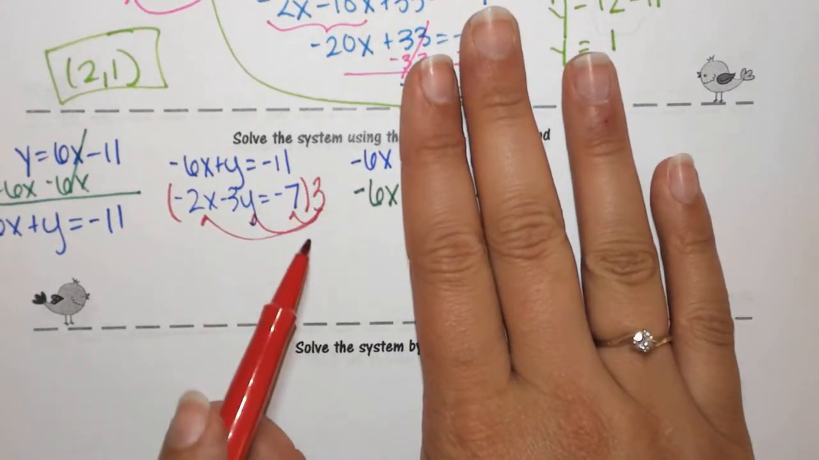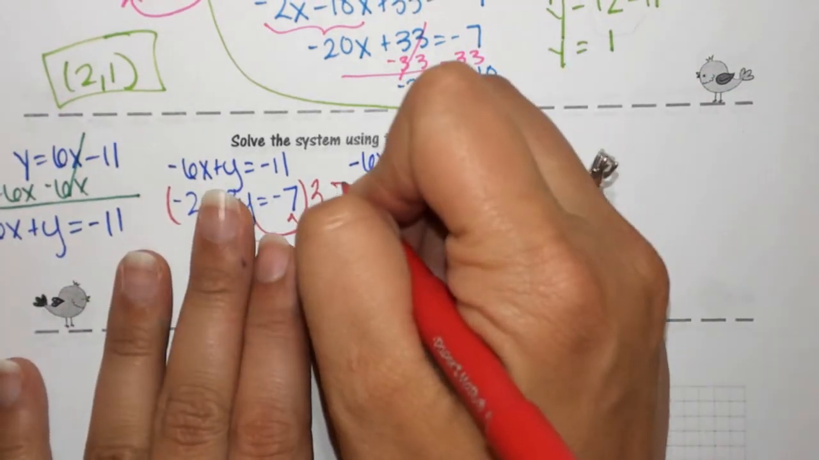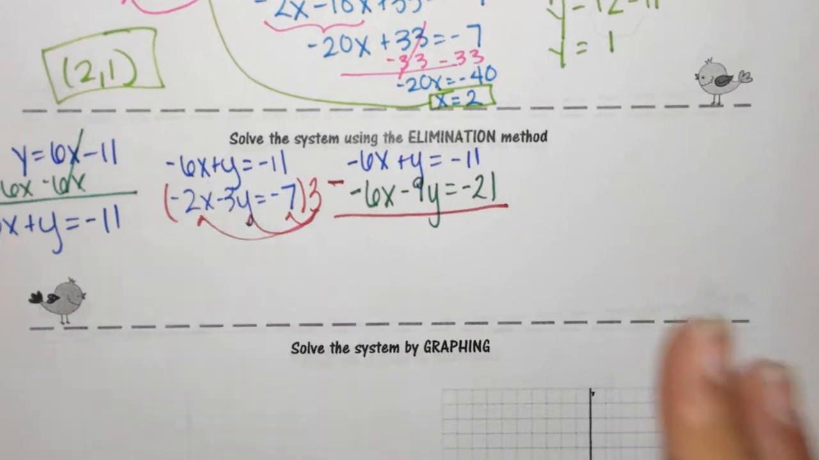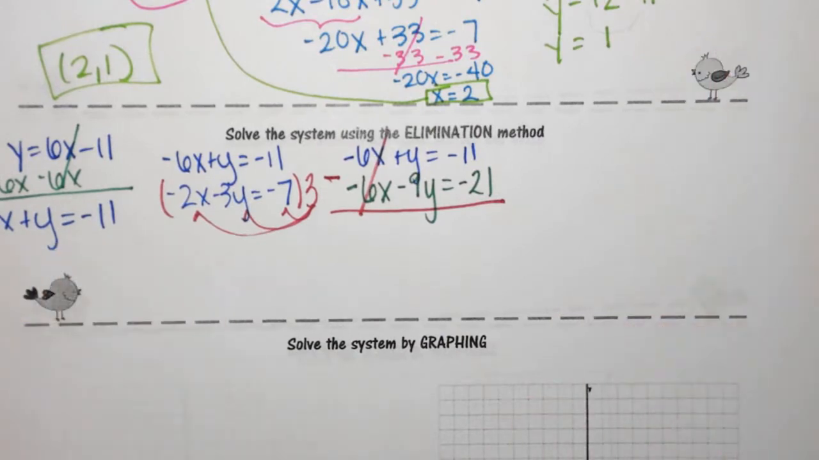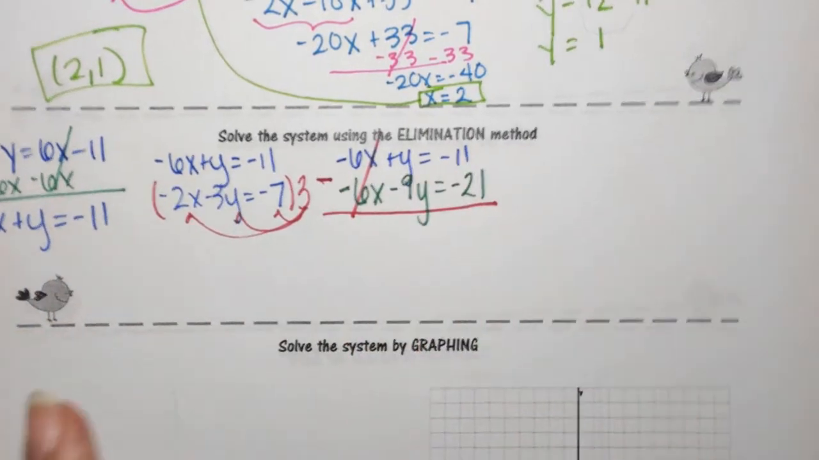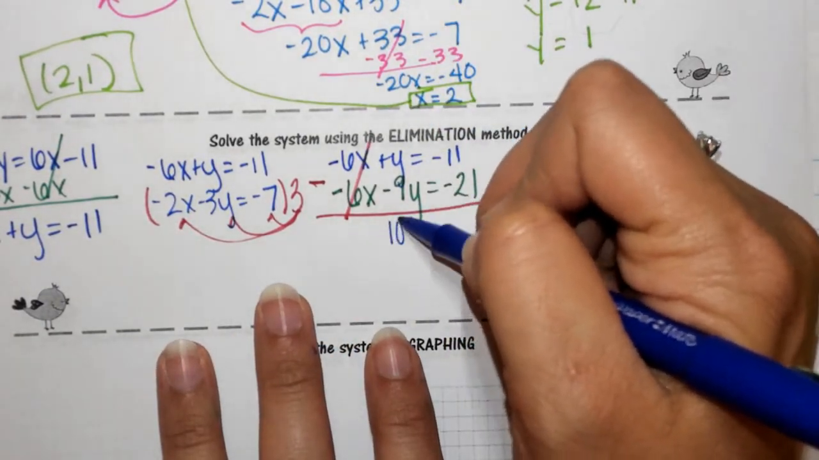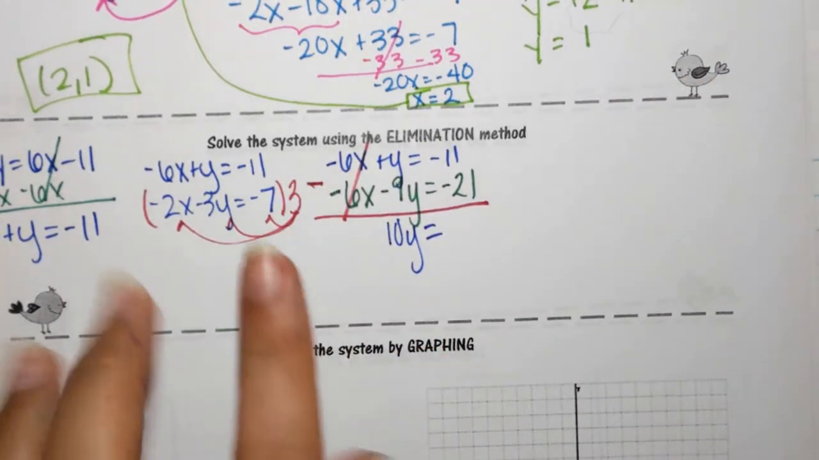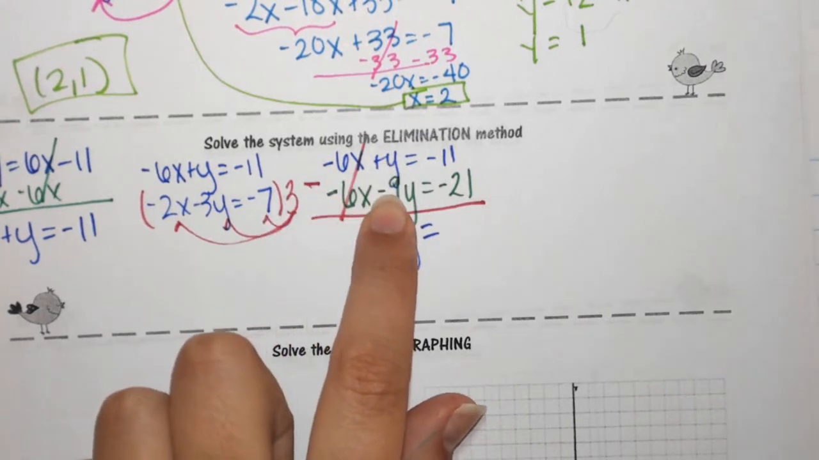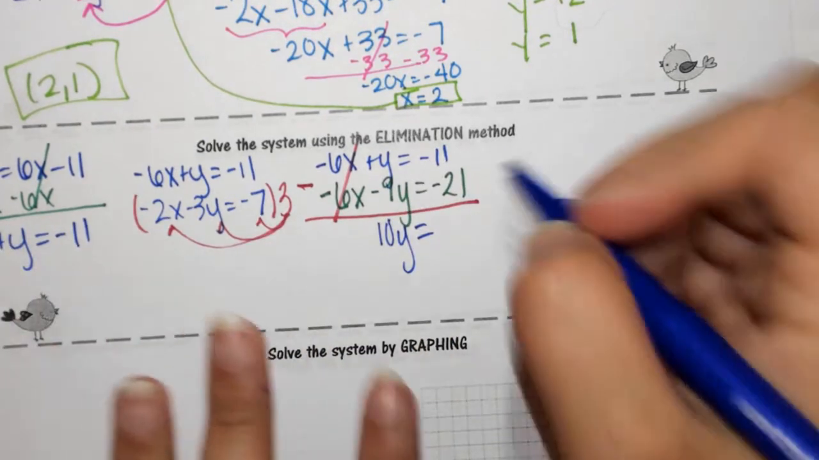Do those x's have the same sign or different sign? The same sign. So do we add or subtract? Subtract. Cross this out. It's 1 minus a negative 9. So what's that? It's 10y. Now, watch your signs. It's 1 minus a negative 9. Now, it's negative 11 minus a negative 21. What is that? Positive 10.